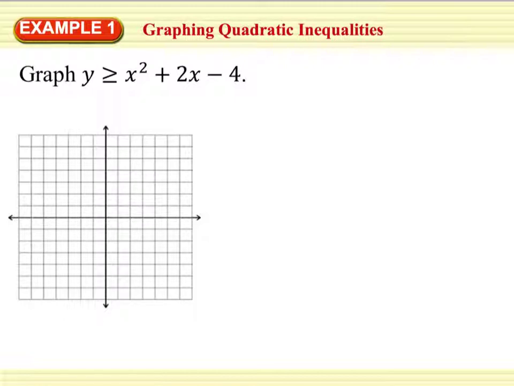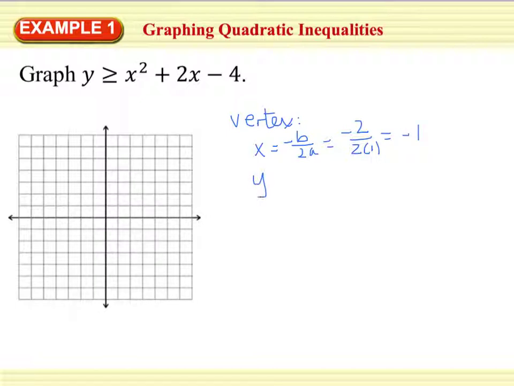So let's go ahead and take a look at a couple examples. Example 1 says to graph y is greater than or equal to x squared plus 2x minus 4. Because this function is not factorable, I can at least calculate the coordinates of my vertex. My vertex is going to come from solving for my x coordinate first. I know that x is equal to the opposite of b divided by 2 times a. So that's going to give me the opposite of 2 divided by 2 times 1, and when I simplify this, I get negative 1.